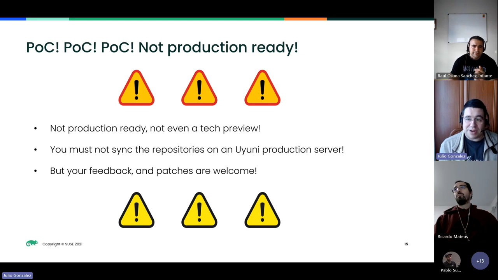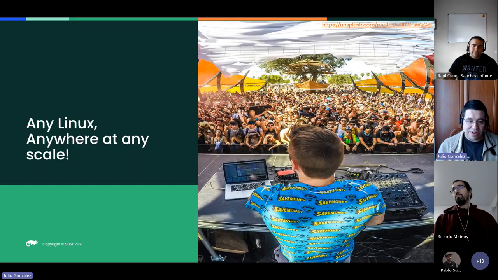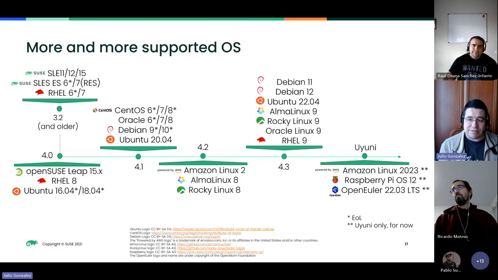But that's it, please try it, because your feedback and your patches are very welcome, and maybe we will eventually get this into a state closer to production. With that, we are increasing the number of operating systems that we have supported in Uyuni and by extension SUSE Manager. So as you can see, this is the list we added in the last years. And now with the next Uyuni version, we will be adding Amazon Linux 2023, hopefully Raspberry Pi OS 12, that's to be seen, otherwise in January, and same for openEuler 2023 LTS.